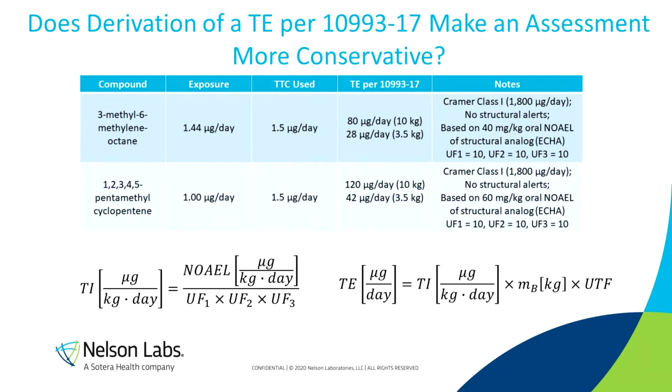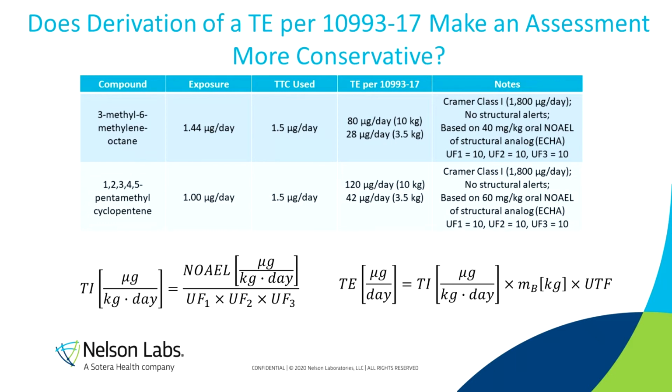And the way that this process of generating a tolerable exposure goes is essentially that the literature needs to be searched and a no observed adverse effect level is identified from an experimental toxicological study in animals. And that NOEL, the no observed adverse effect level, is extrapolated to humans by using a series of uncertainty factors. In 10993-17, there's a set of 3 of these. One is for interspecies variation and then intraspecies variation, and then the third is related to data quality and extrapolation due to different routes of exposure.